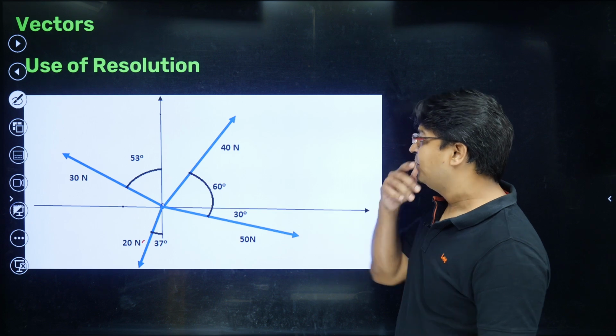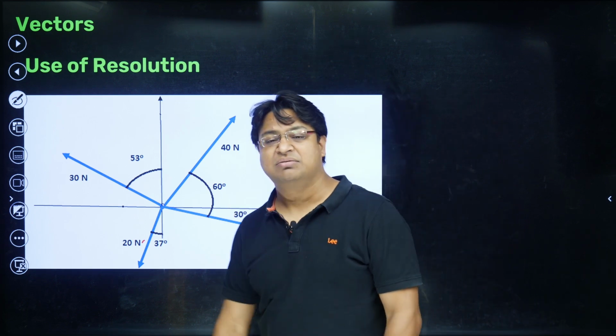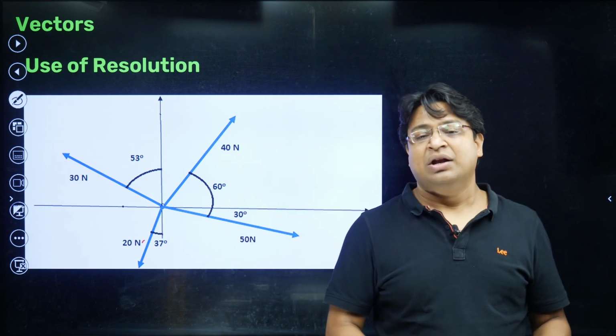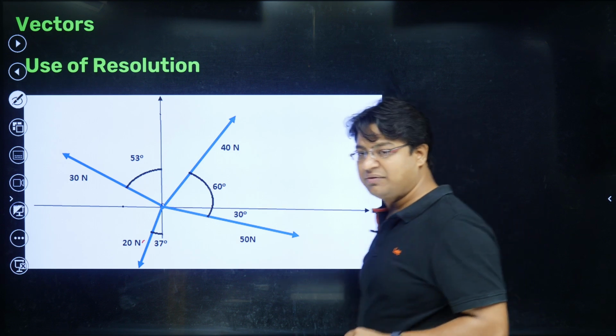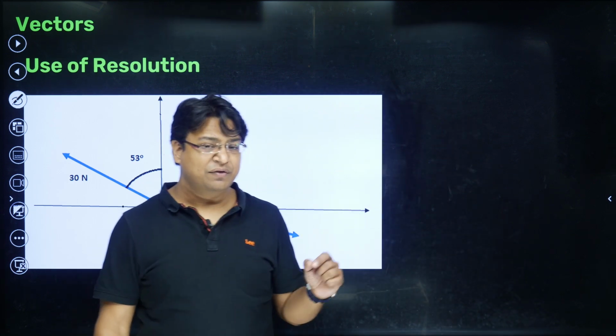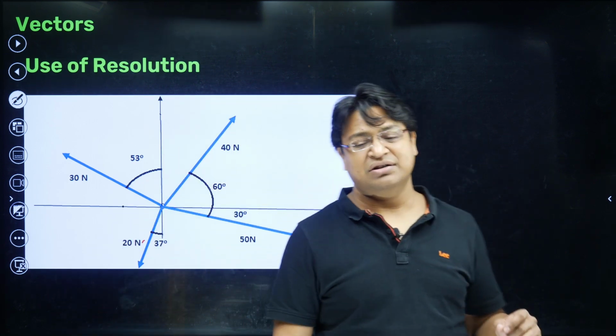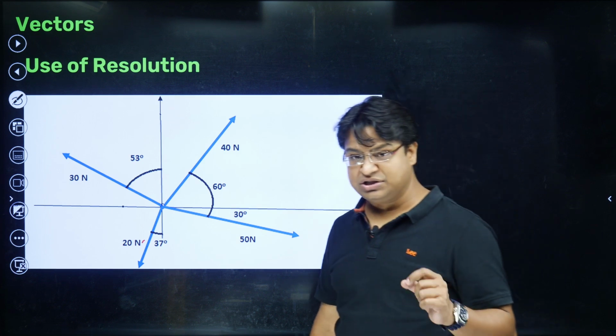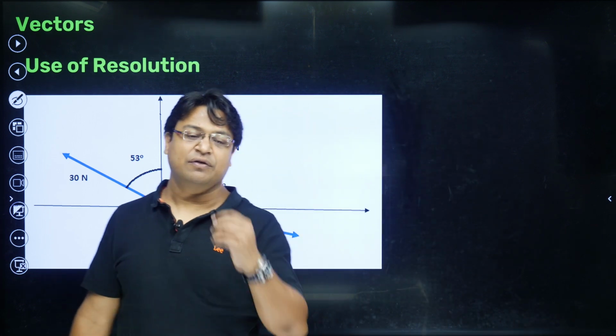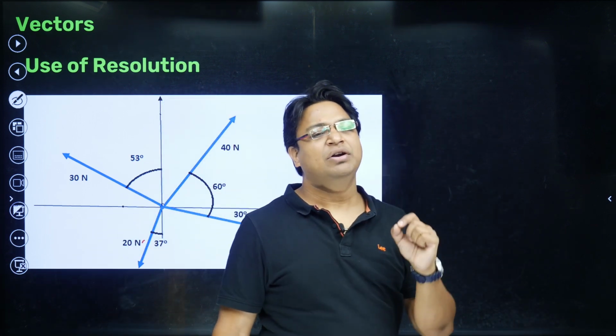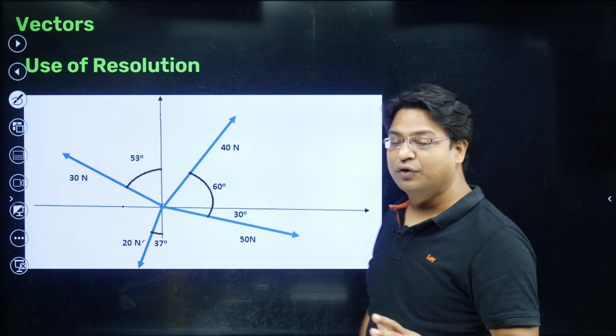So the angles are given, and now we have been asked to find the sum of these 4 vectors. We have learnt finding the sum of vectors earlier also, but what we learnt at that time was finding the resultant of a couple of vectors. Right now we are not talking about a couple, we are talking about 4 vectors.